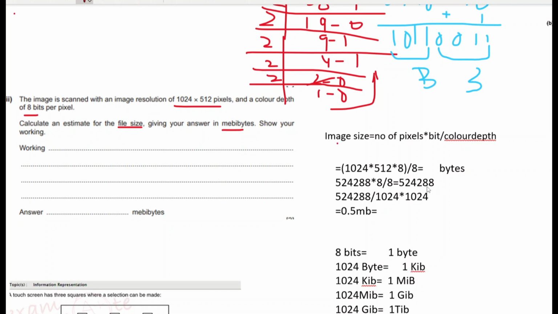524288. Now whatever answer I got is in bytes, so I need the answer in maybe kilobytes. So what I will do is divide it further by 1024. Why?